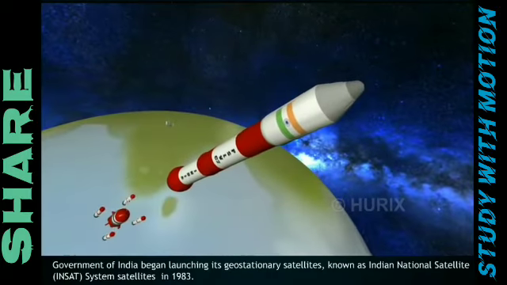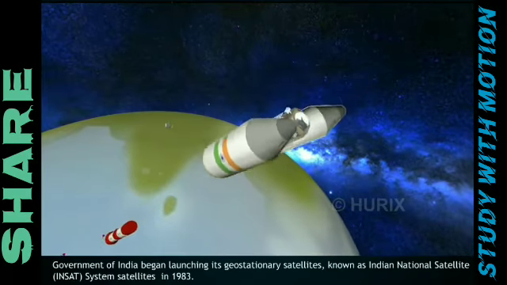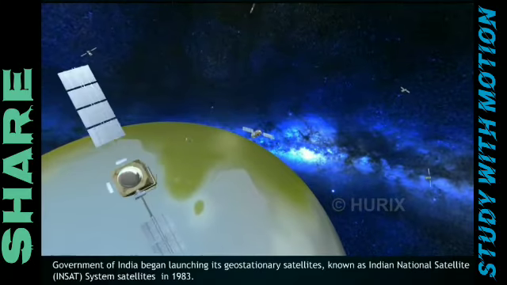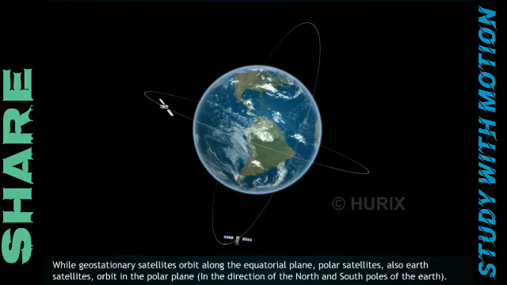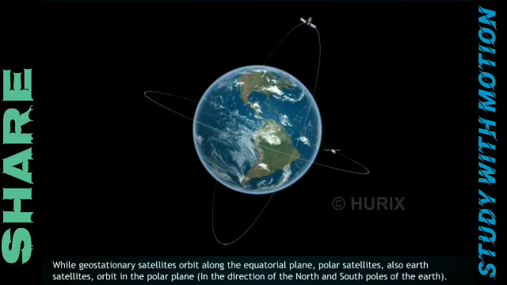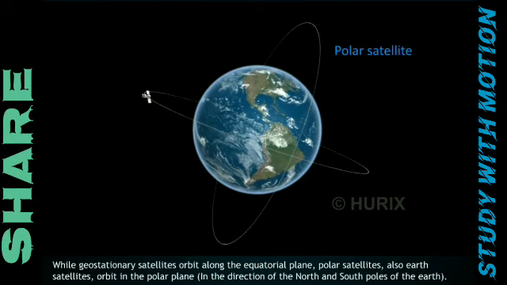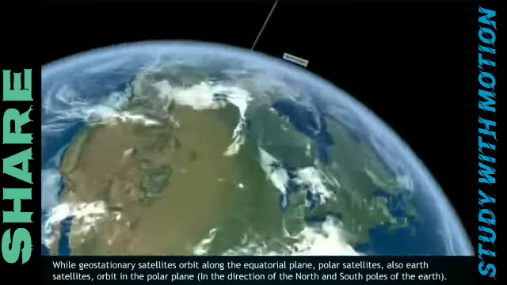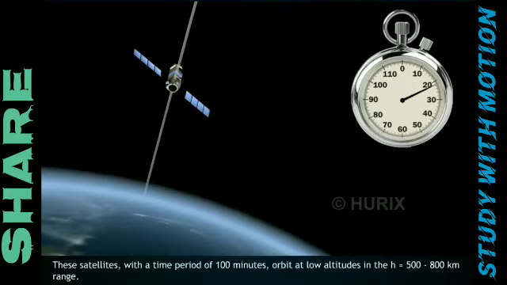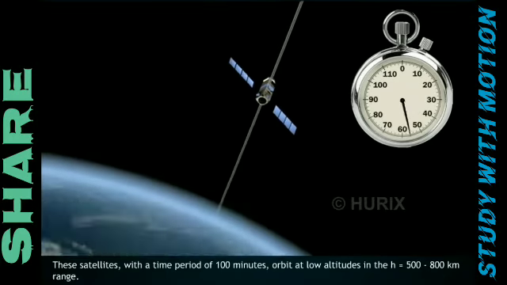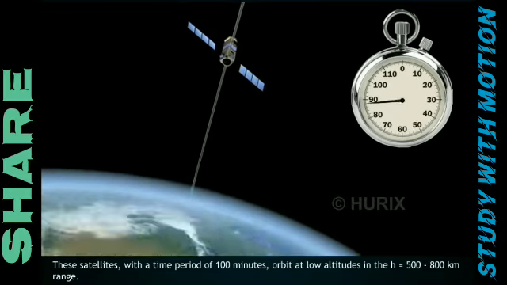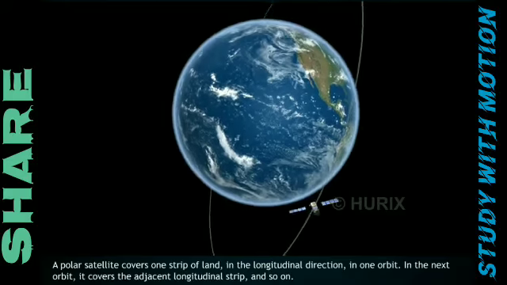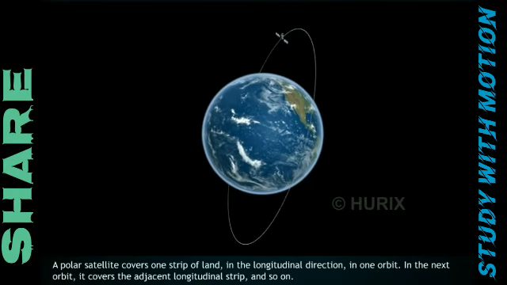The Government of India began launching its geostationary satellites, known as the Indian National Satellite, INSAT system satellites, in 1983. While geostationary satellites orbit along the equatorial plane, polar satellites, also Earth satellites, orbit in the polar plane, in the direction of the north and south poles of the Earth. These satellites, with a time period of 100 minutes, orbit at low altitudes, with h approximately equal to 500 to 800 kilometer range. A polar satellite covers one strip of land in the longitudinal direction in one orbit.